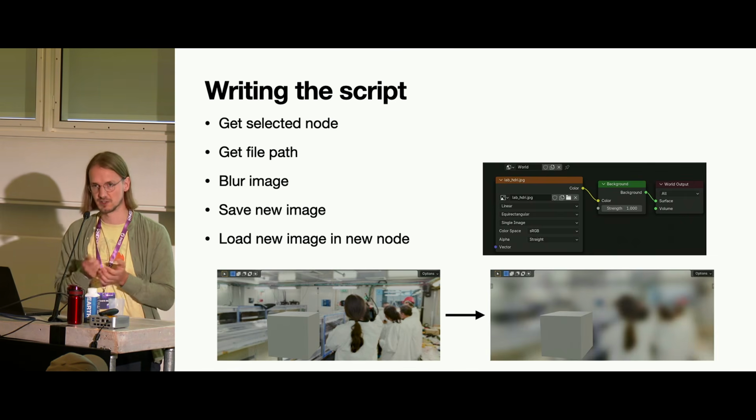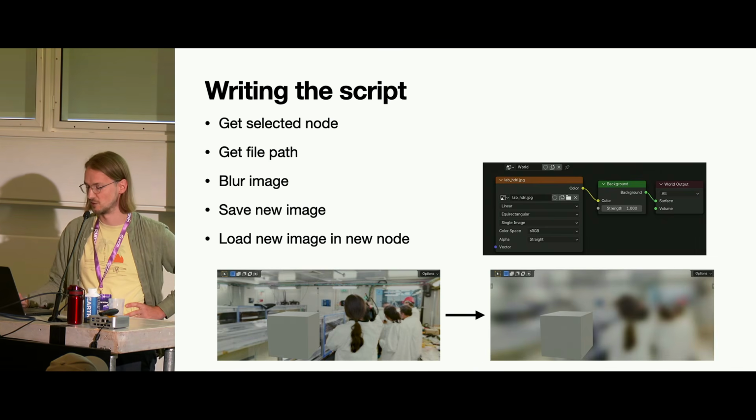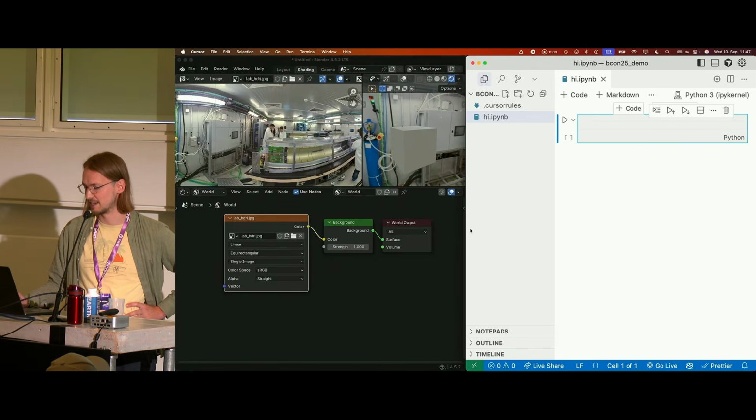And so first we have to think about how we want this process to be. And so my thought process would be, okay, so first we need to select the node. Then we need to get the file path. Next, we want to blur the HDRI. Next, we want to save the new image and load the new image into a new node. And this can be done like this.